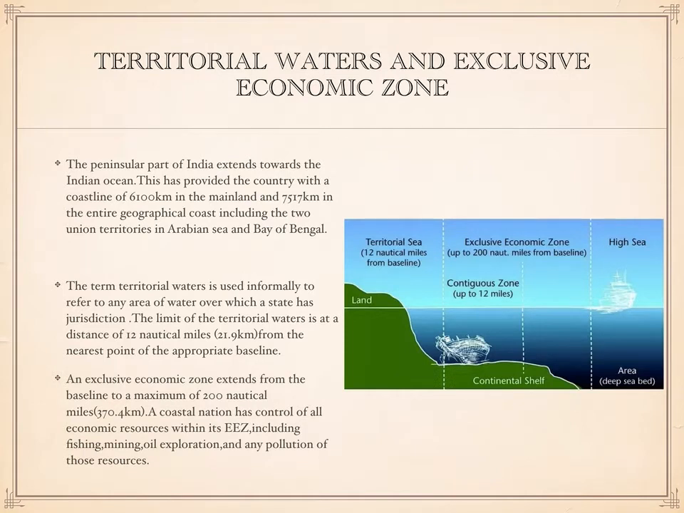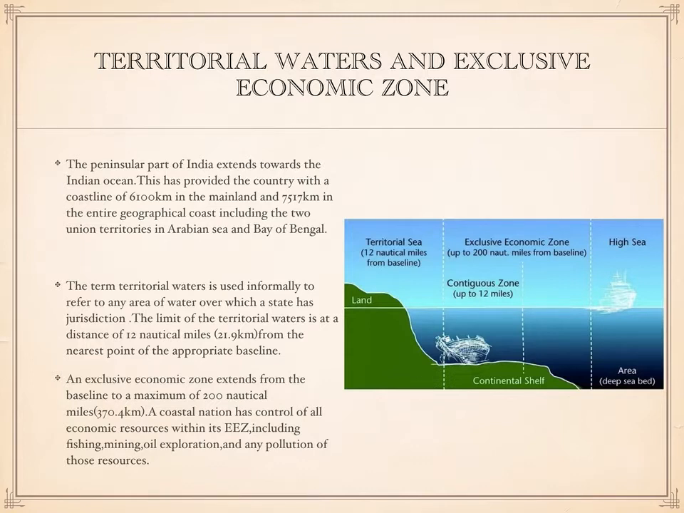If we talk about our boundary along the coastal areas of our country, we all know that the peninsular part of India extends towards the Indian Ocean. What does a peninsula mean? A peninsula refers to a landmass surrounded by water on three sides. This has provided the country with a coastline of 6,100 km on the mainland and 7,517 km in the entire geographical coast, including the two union territories in the Arabian Sea and Bay of Bengal.